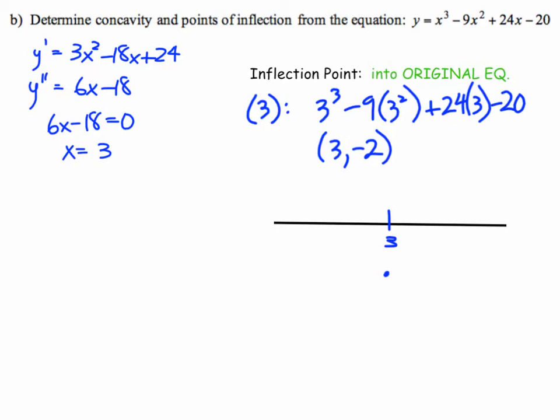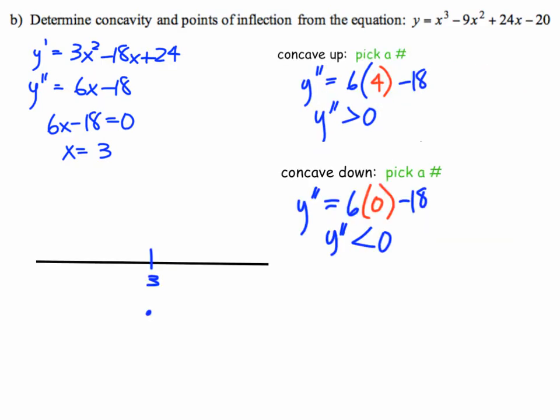So now I'm going to pick checkpoints on the left and the right of x equals 3. And I pick the value 4. And when I substitute 4 into the second derivative it is positive. So it's greater than 0, so it's concave up if it's positive. My x value on the left side of 3, I chose 0. And when I substitute that into the second derivative, I get a negative value of -18. So my second derivative is less than 0, so that's where it's concave down.